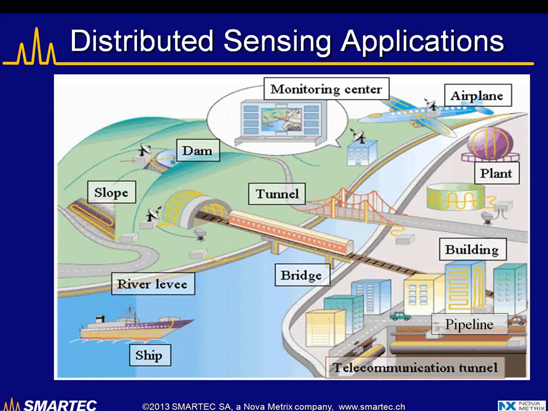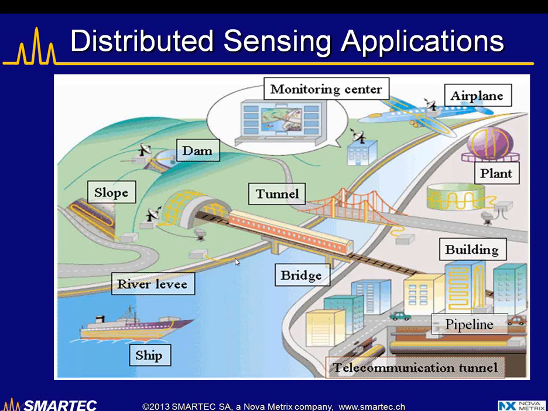Distributed sensing has many possible applications. In general, it is composed of a measurement unit, for example, located along a river levee, and then a very long cable that can extend for several tens of kilometers and sense everywhere along that distance.